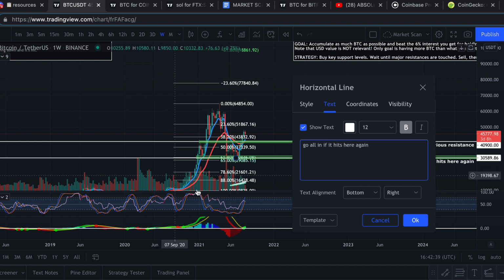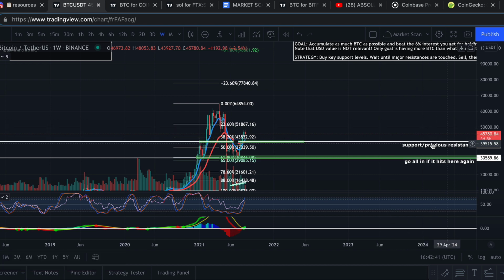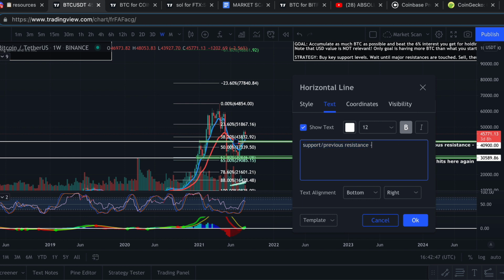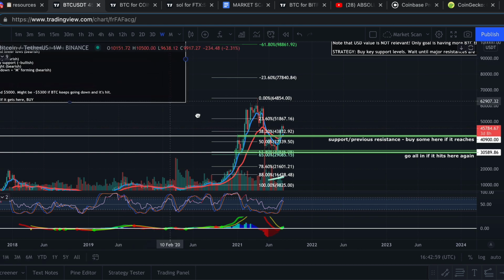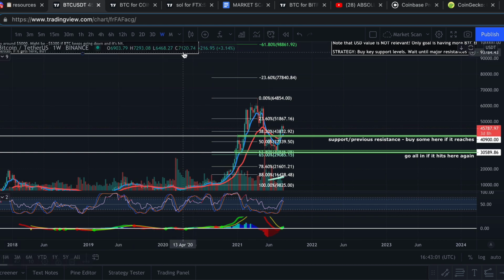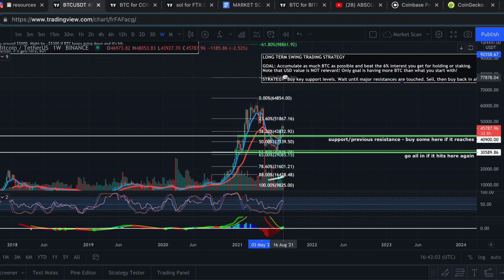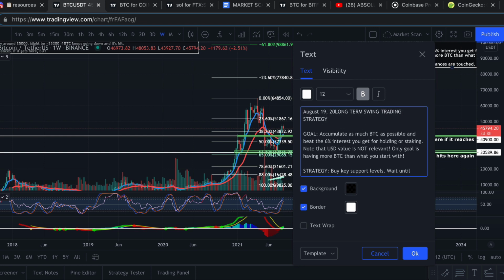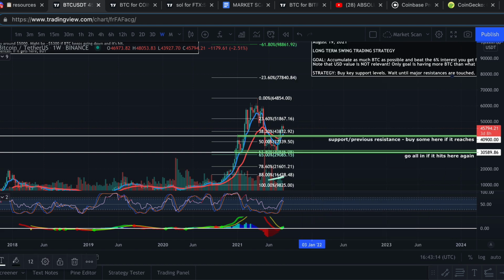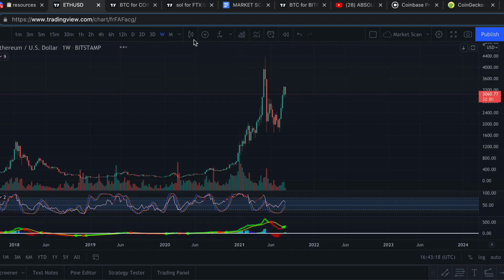Hits here again, support, previous resistance. So buy some here. If it reaches like 40,000 again, I'll buy some for my longer term portfolio, just to never touch, you know. And that's going to be that. So let me put this August 19, 2021. Boom. Okay, now let's move on to Ethereum.